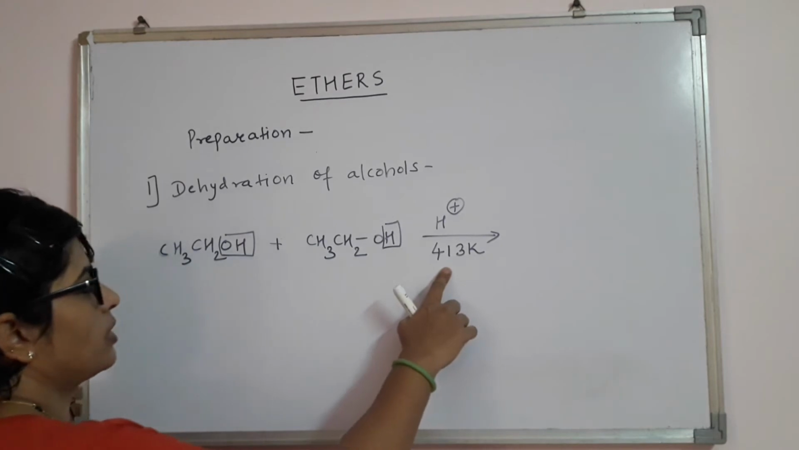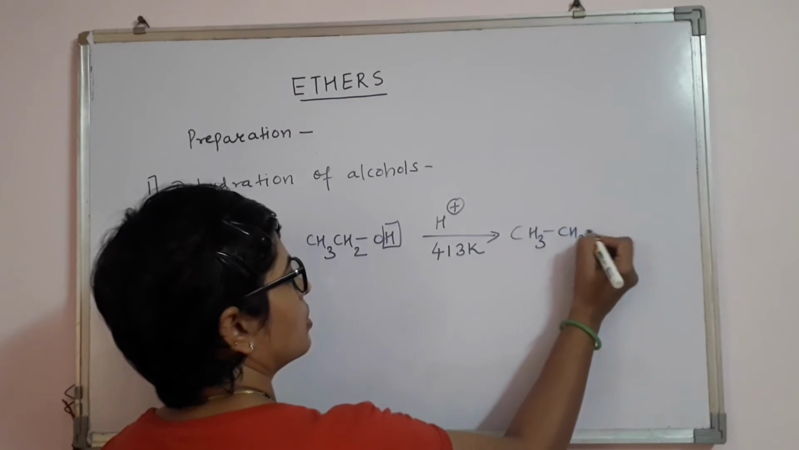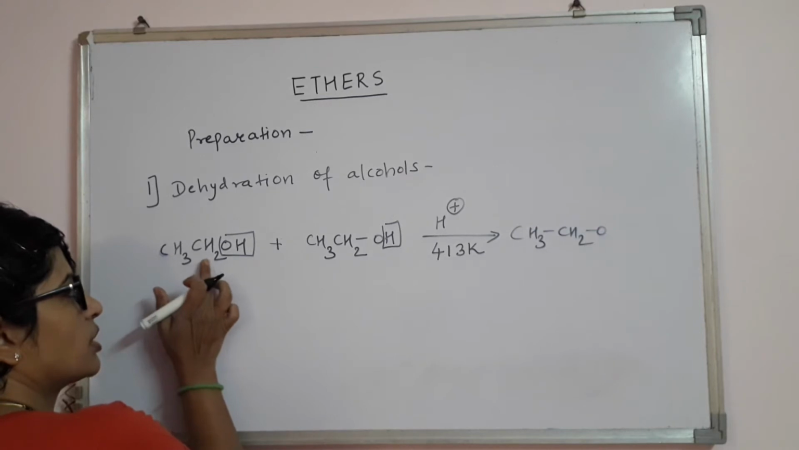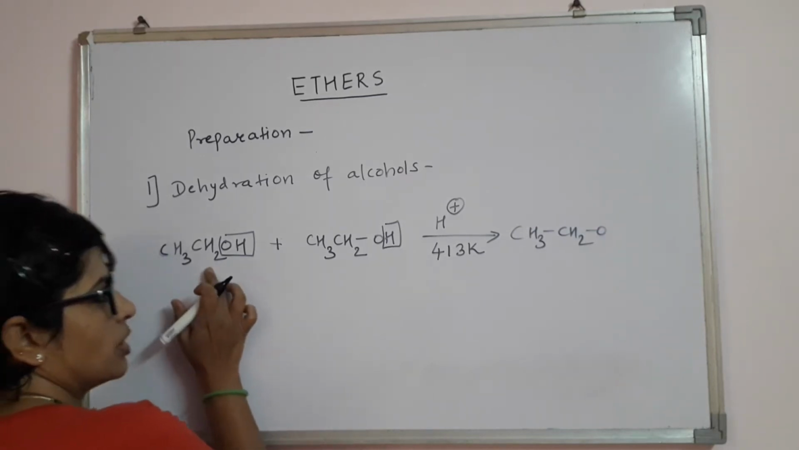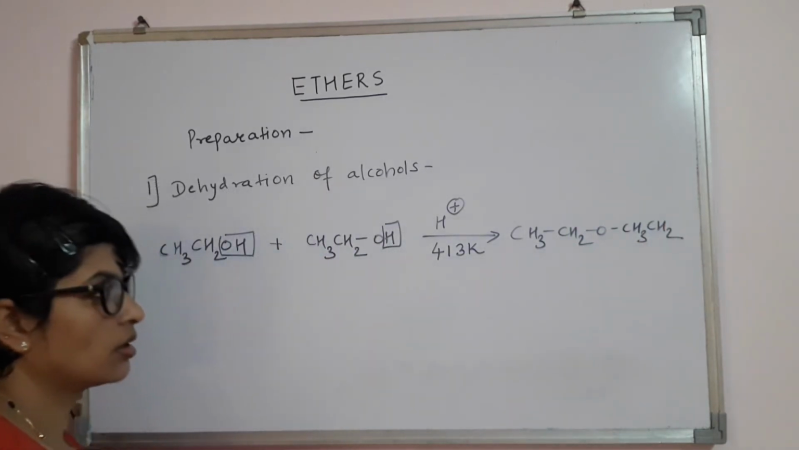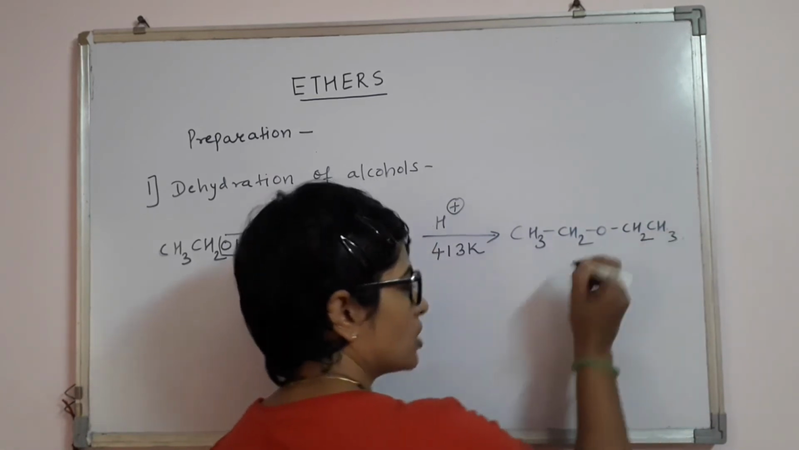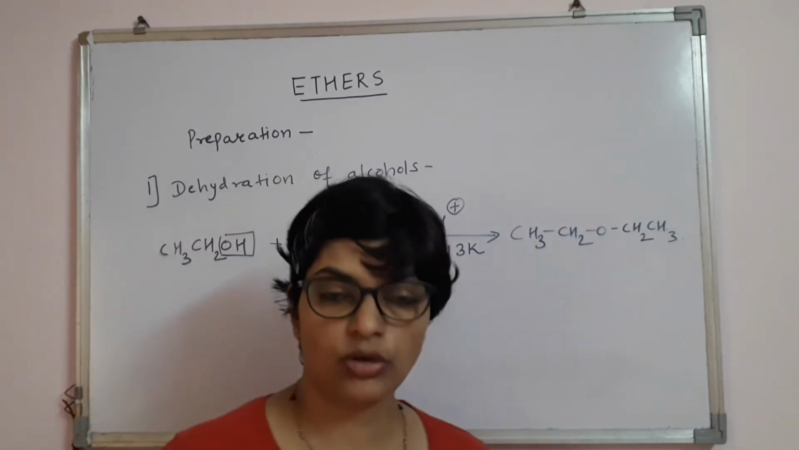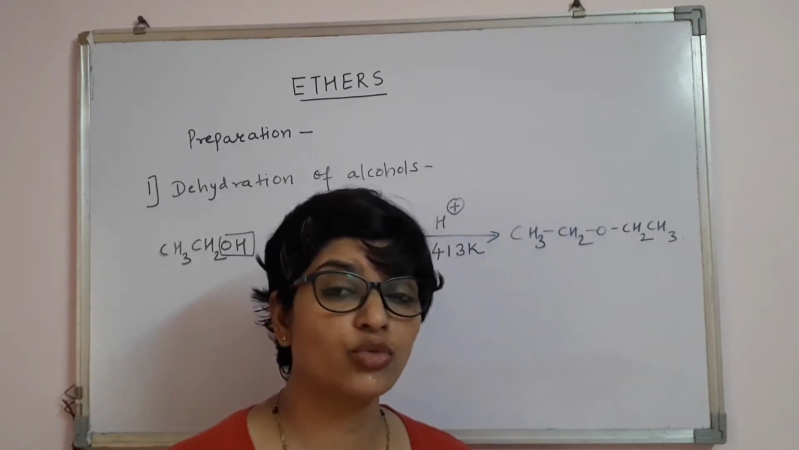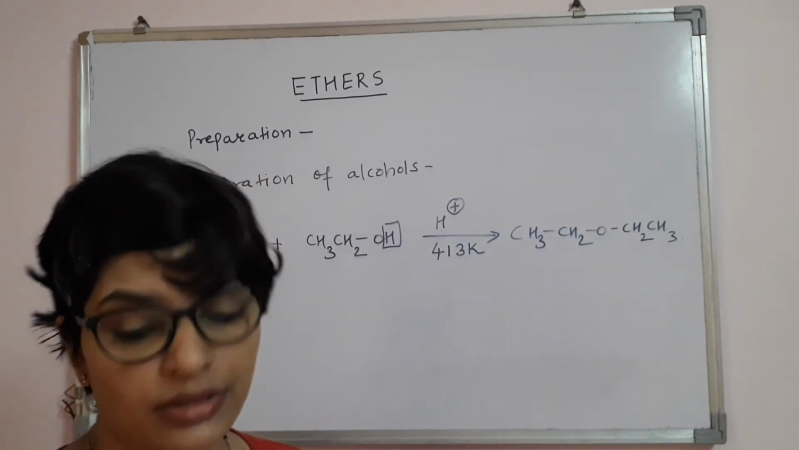Now let us write the answer. It will be CH3CH2, oxygen atom, and then the other part. You will write it as CH2CH3, not CH3CH2, so that is not going to be the right one. CH2CH3 will be the right answer. So this is your compound which will be formed, that is called diethyl ether. And how have we made the diethyl ether? By removal of water. So this reaction is called dehydration of alcohol at 413 Kelvin.